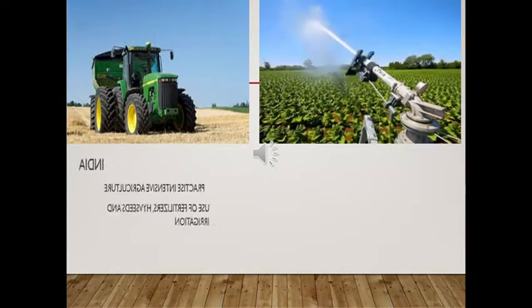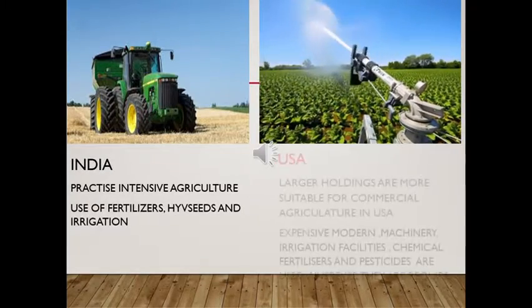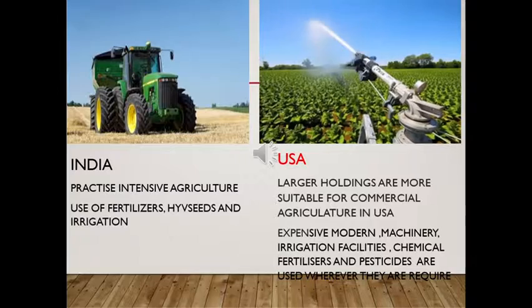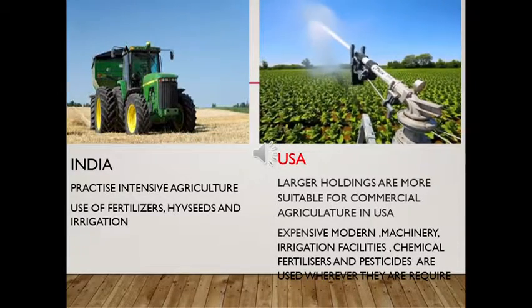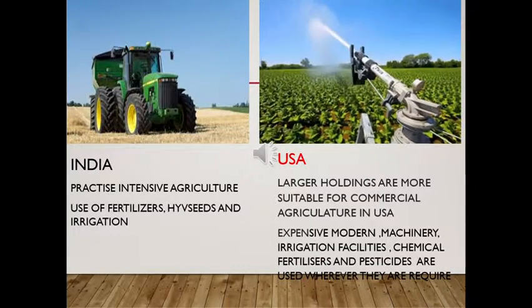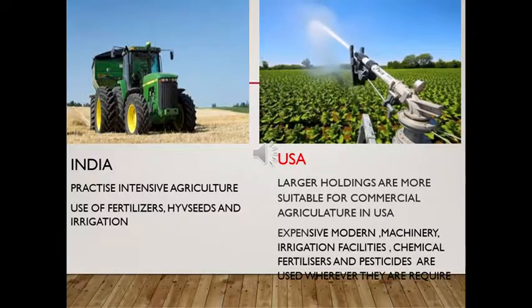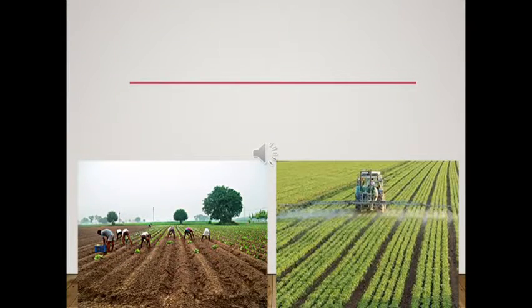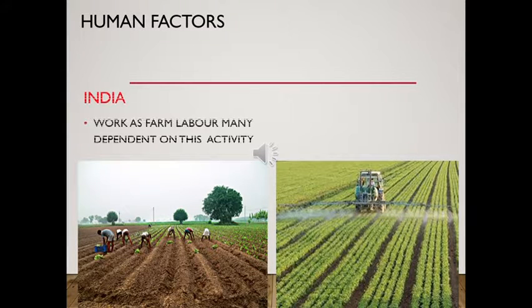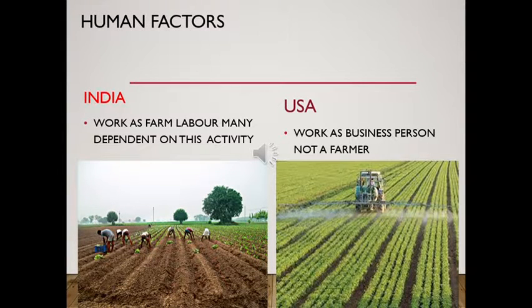Intensive subsistence farming. This is a widely practiced farming technique that can be seen all over India. The farmer and his family grow grain for themselves or for sale at the local market, whereas larger holdings are more suitable for commercial agriculture in USA. The farmer in USA works like a businessman, whereas in India all the members of family help in various farm activities.